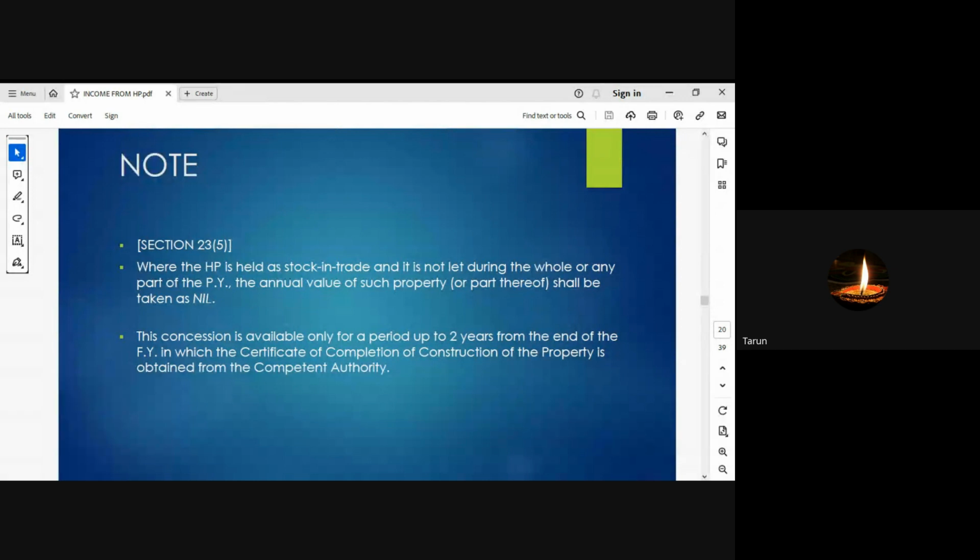if the house property has been constructed and took above 2 years, no concession will be given to him or her.